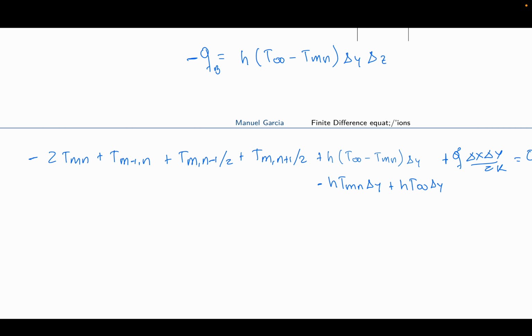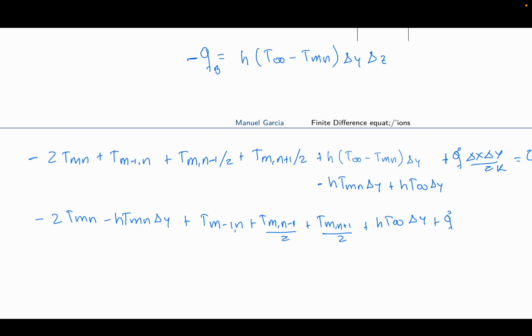So we can compact the equation in the following way. We have minus 2Tmn minus h Tmn delta y, plus all these terms: Tm minus 1 n plus Tm n minus 1 divided by 2 plus Tm n plus 1 divided by 2, plus this term with T infinity, h T infinity delta y, plus q dot delta x delta y divided by 2 equal to 0.